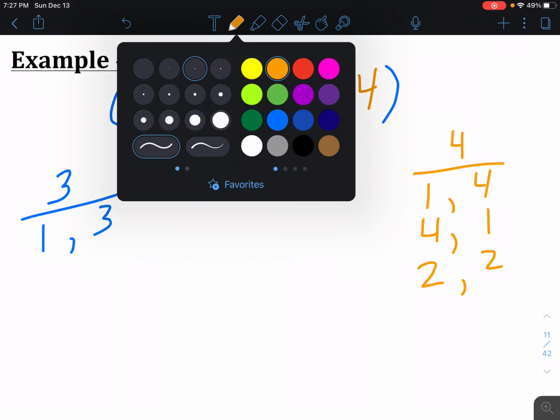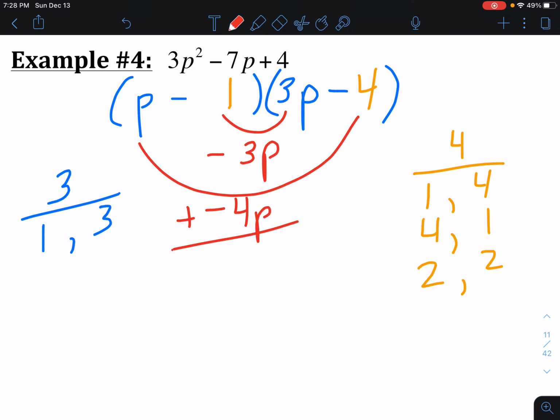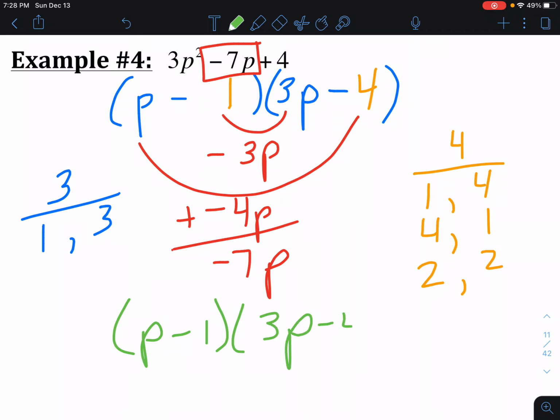So now I'm going to check using my O and I of FOIL. Multiply the outsides to have minus 4p. Multiply the insides to have minus 3p. And then add them together. I get negative 7p. That matches my b term. So I got lucky again. I actually got it on the first try. Got my answer. P minus 1, 3p minus 4.